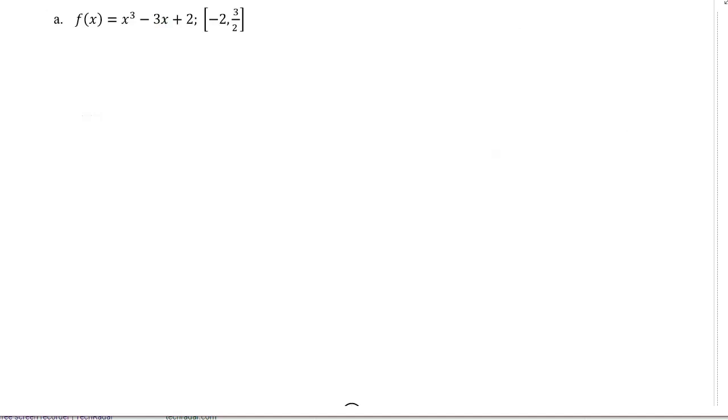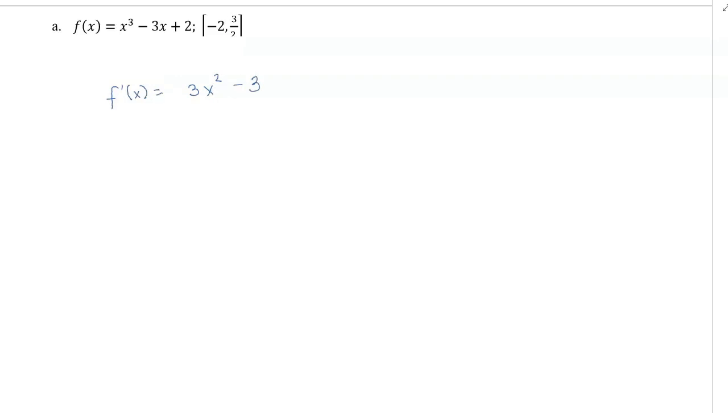Now, to find a minimum or maximum, the first thing that we need to do is find the first derivative. This will tell us where our function is increasing and decreasing, and we can narrow down potential points where those extrema occur. The domain for this function will just be -2 to 3/2. Now I want to find the derivative. The derivative of this function will be 3x squared minus 3.